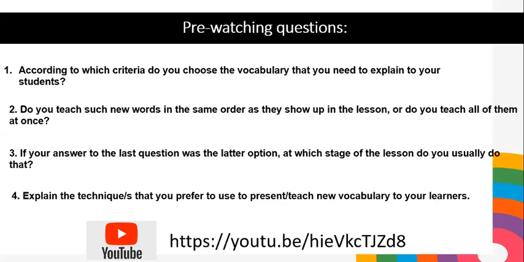Question number 3. If your answer to the last question was the latter option, which is I teach all of them at once, at which stage of the lesson do you usually do that? Is it before teaching, in the stage of preparing your students for the lesson, or during teaching, or after you have already taught your new vocab? Number four, explain the technique or techniques that you prefer to use to present or teach new vocab to your students or your learners. We know that we have different techniques to use in teaching new vocab.